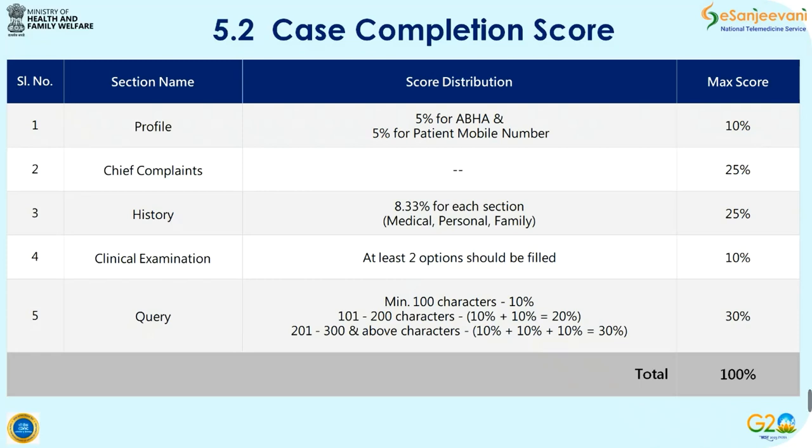Like for the profile, 5% is given for the Aadhaar and 5% for the patient mobile number. For the chief complaint section, 25% is given. And for the history of the patient, like the medical history, the personal and the family history, 8.33% is given for each section. For the clinical examination, at least two options should be filled and you get 10%. And the query part, if you use under 100 characters, it will give you 10%, 100 to 200, 20%, and above 200, 30%.